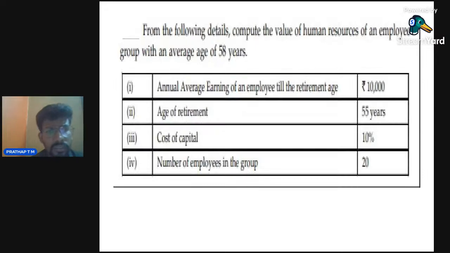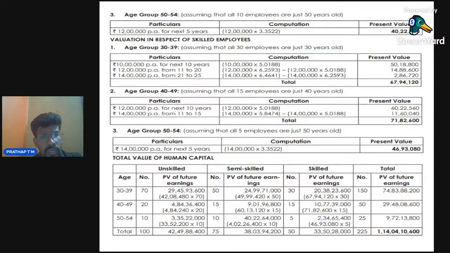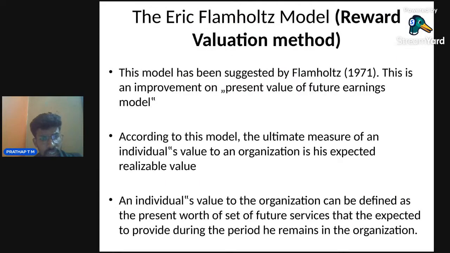The next method we are looking at is the reward valuation method. The reward valuation method is also a method introduced by Flamholtz.